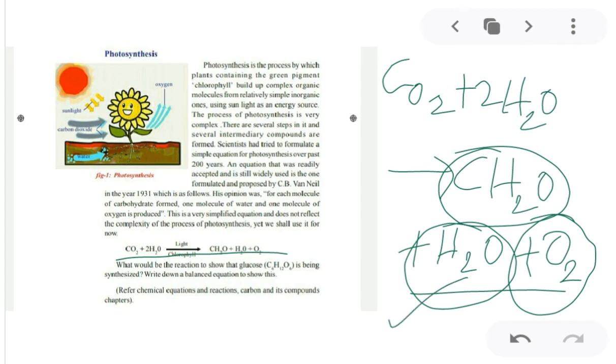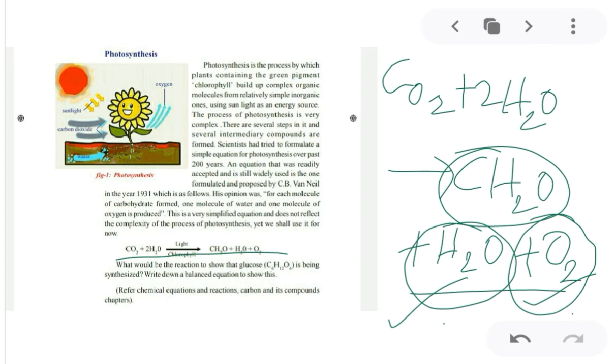Suppose you see water is the molecule H2O, because it's a group of atoms, it indicates a molecule. In the same way, oxygen O2 is a group of atoms, so it indicates a molecule. For every carbohydrate molecule formed, one molecule of water and one molecule of oxygen are produced. So what would be the reaction to show that glucose is being synthesized?